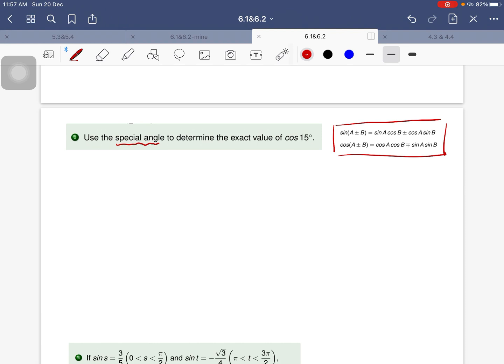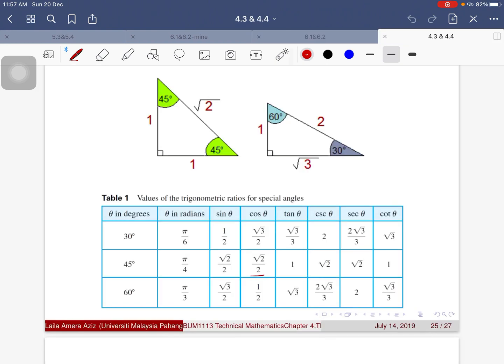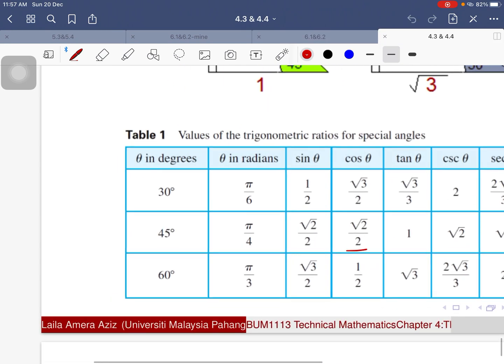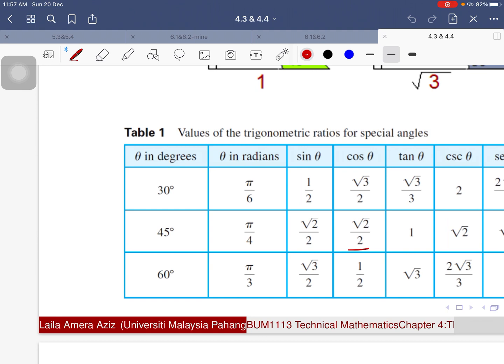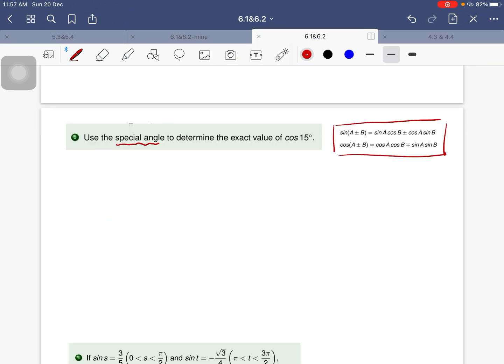So what are special angles? How many values are there for special angles? You can have a look over here. This is the table that I gave you before, for topic 4.3 if I'm not mistaken. These three are called special angles.